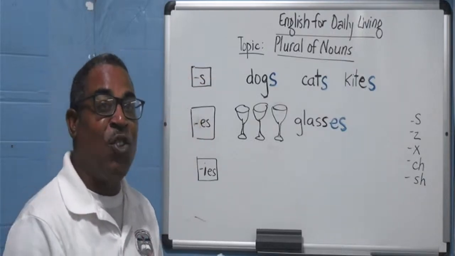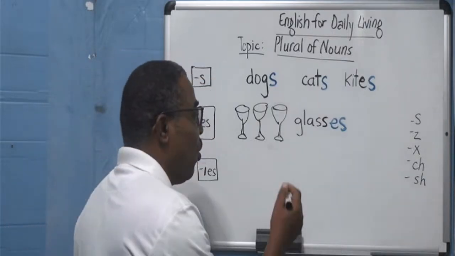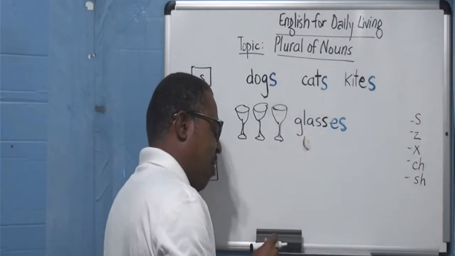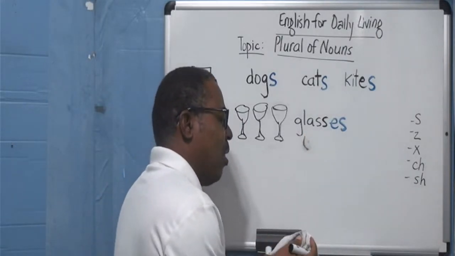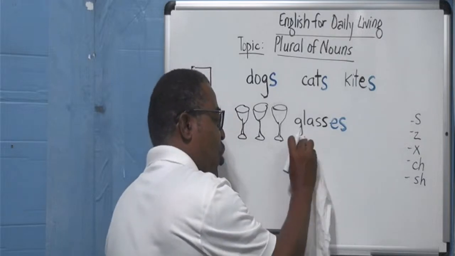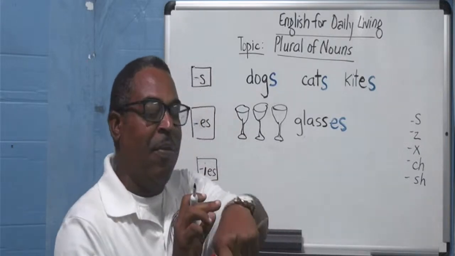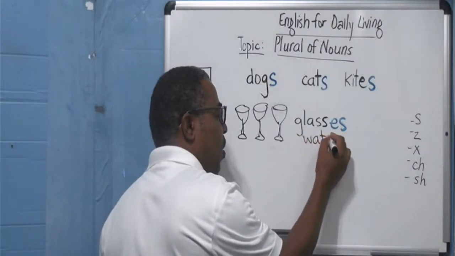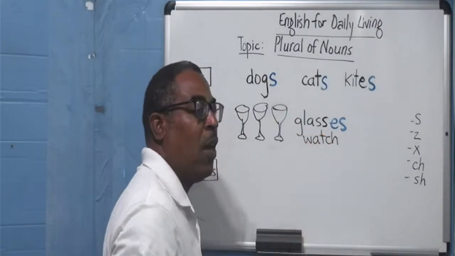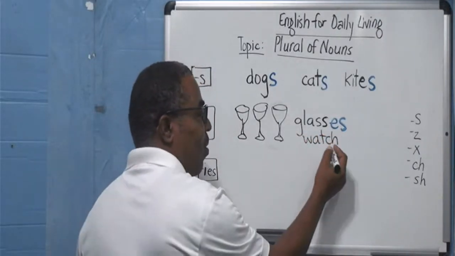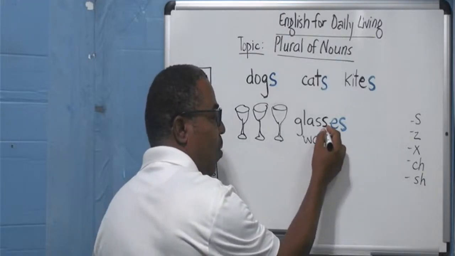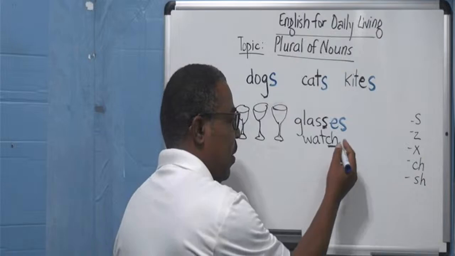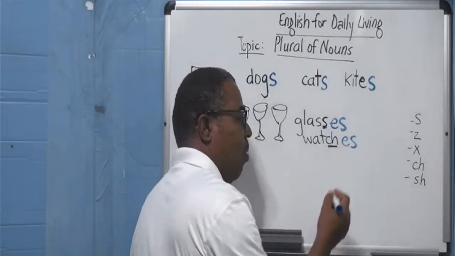Let me use a word that we are familiar with, that we did recently. Watch. This thing on my hand. Watch. More than one. We add ES, we get watches. How about that?